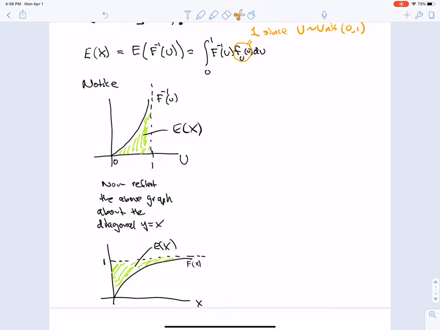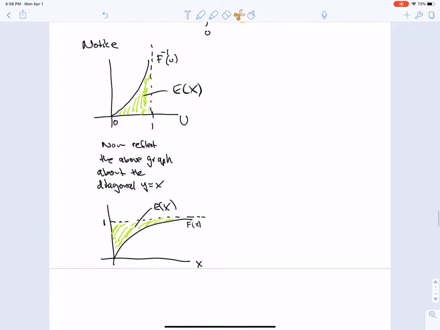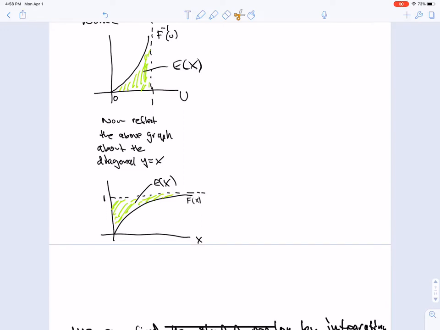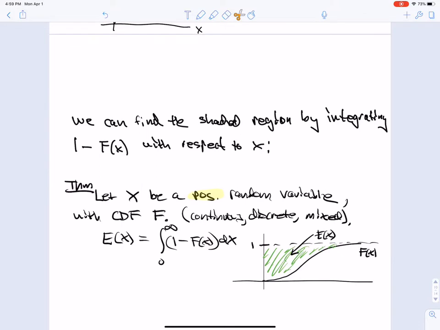Now, to find this area, let's just reflect along the diagonal. So you can interpret the expectation of x as the area between 1 and F of x. Theorem: let x be a positive random variable with CDF F, and it can be continuous, discrete, or mixed. The expectation of x is the integral from 0 to infinity of 1 minus F of x dx.